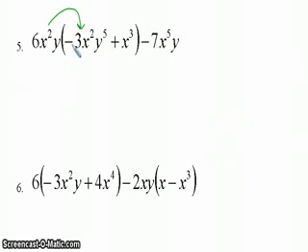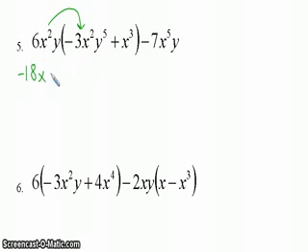6 times negative 3. Lots of times I've seen kids in the past, they see the 6, they see the negative 3, they add them together. Remember, a distributive property is a multiplication. You got a number on the outside of the parentheses. You're going to be multiplying, so be careful with it. Come up with a negative 18 when you multiply.